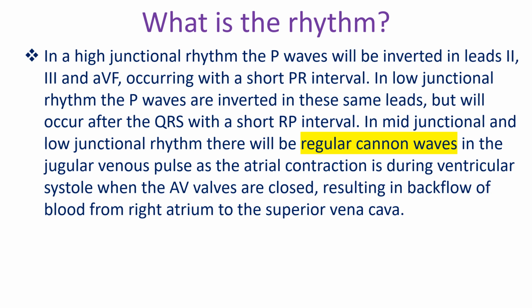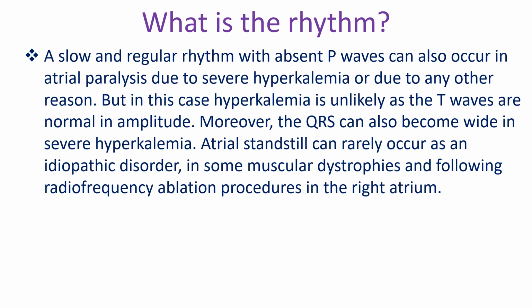A slow and regular rhythm with absent P waves can also occur in atrial paralysis due to severe hyperkalemia or due to any other reason. But in this case, hyperkalemia is unlikely as the T waves are quite normal in amplitude. Moreover, the QRS can also become wide in severe hyperkalemia. Atrial standstill can rarely occur as an idiopathic disorder in some muscular dystrophies and following radiofrequency ablation procedures in the right atrium.